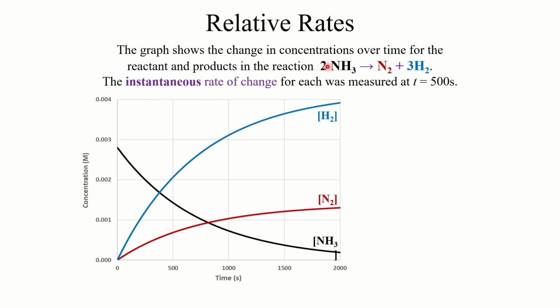So notice then, since NH3 is our reactant, it gets consumed, so its concentration decreases over time, whereas N2 and 3H2 are the products, so their concentrations increase over time. They're being produced.